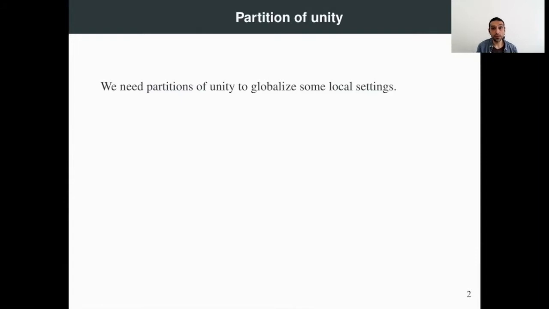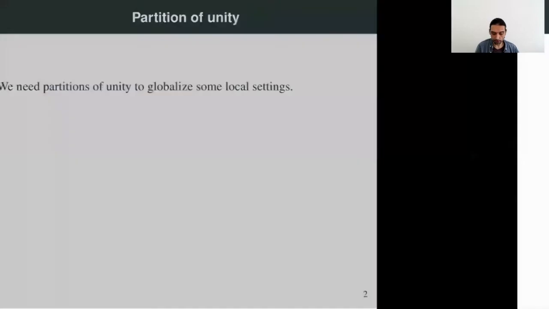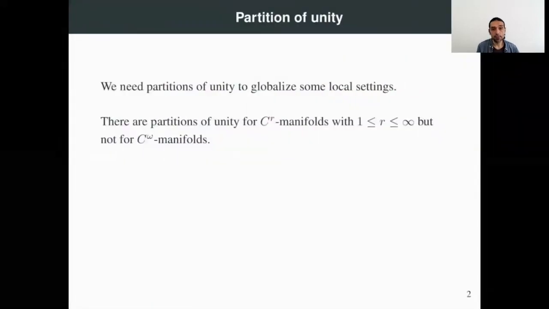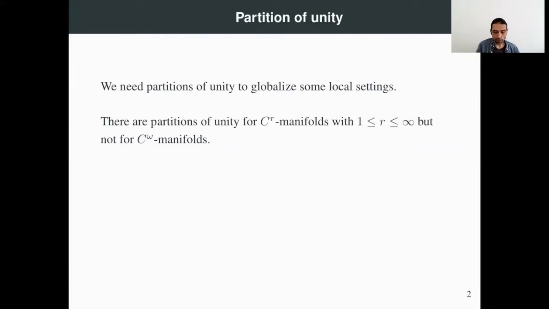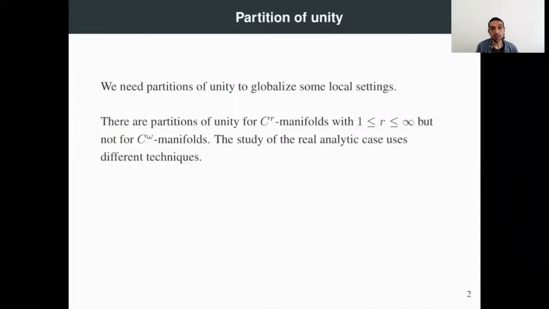So we need partitions of unity in order to globalize some local properties. There are partitions of unity for C^r manifolds where r is between 1 and infinity, but we don't have partitions of unity for real analytic manifolds. As a consequence, the study of the real analytic case uses different techniques.